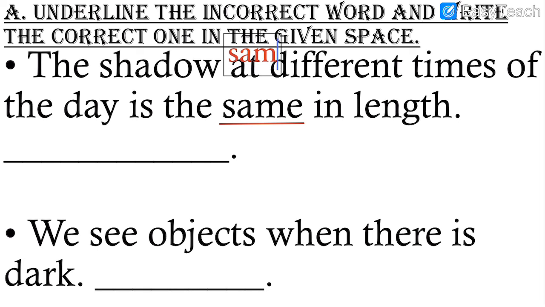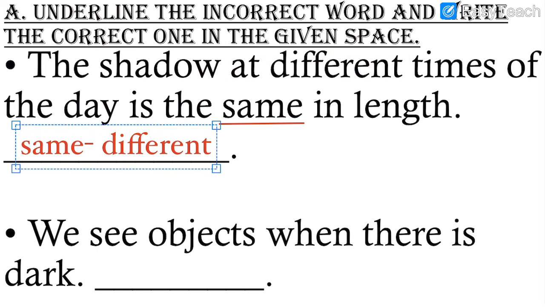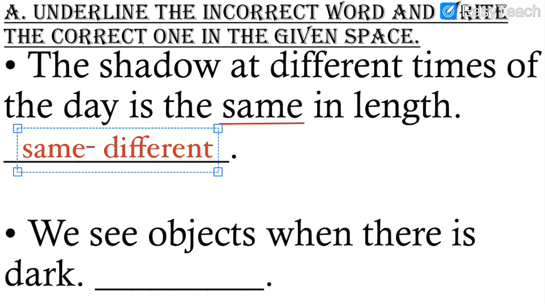See, first we write like this, same, then we put a dash and write different, because same is the incorrect word as I said. For that we write different. The shadow at different times of the day are different in length. So you have to cut this word and write this word in the answer.